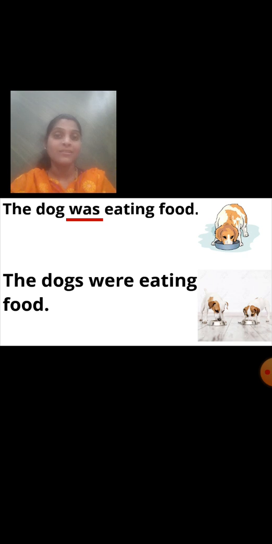Now, see here. "Was" is used in the sentence. Why is "was" used? Because we are talking about only one dog, yes or no? The dog was eating food. The sentence is in past tense. When we write a sentence in the past tense, it means the things which have already happened.